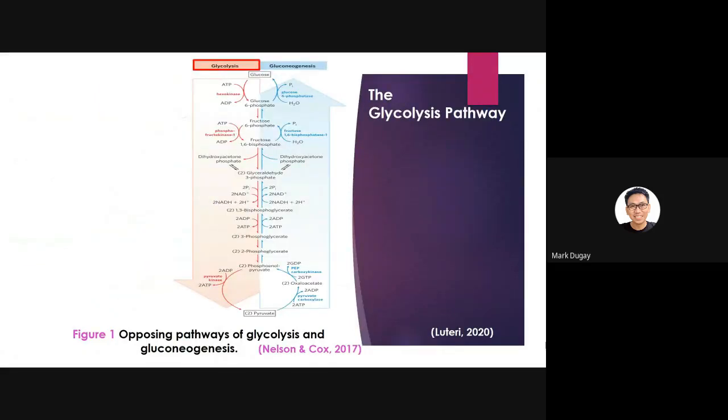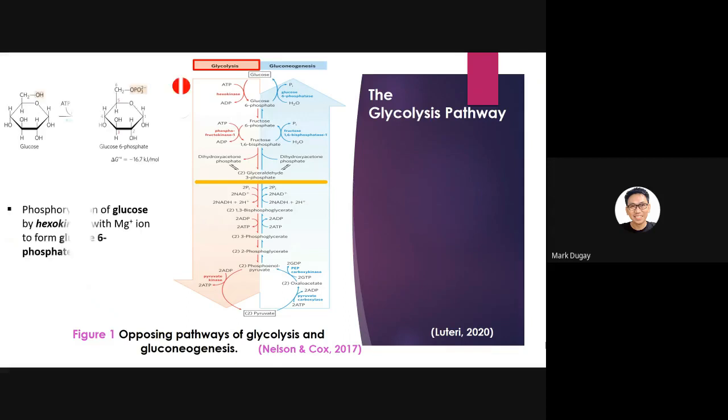So the breakdown of a 6-carbon glucose molecule into two 3-carbon pyruvate molecules occurs in 10 steps, which is further divided into two phases. First is the preparatory phase or the energy investment phase, which constitutes the first five glycolytic steps. And second is the payoff phase or the energy yielding phase, which constitutes the last five glycolytic steps.